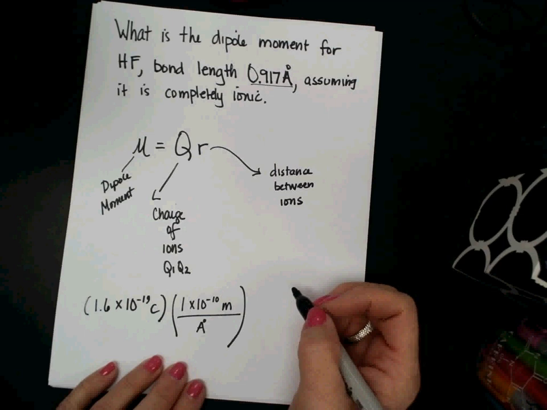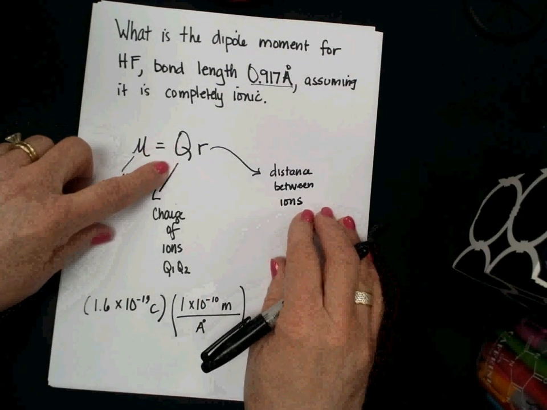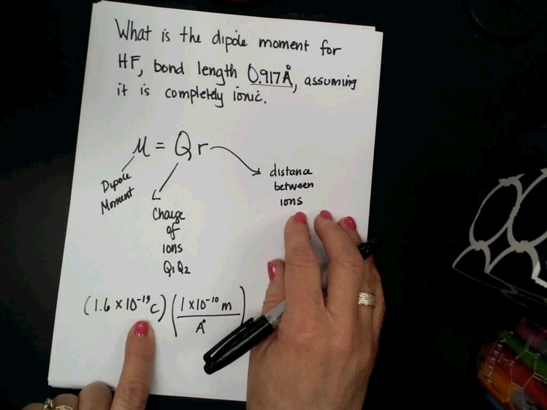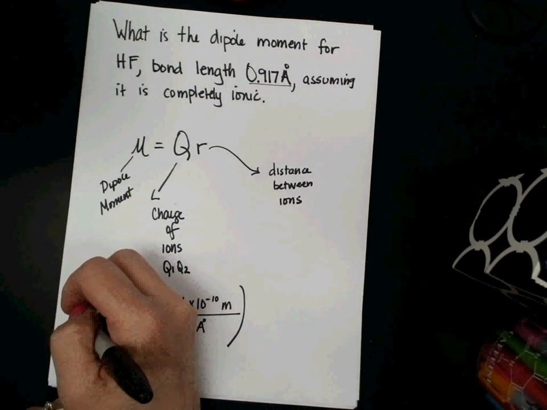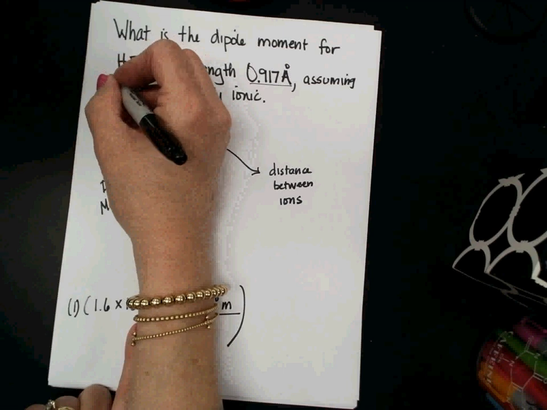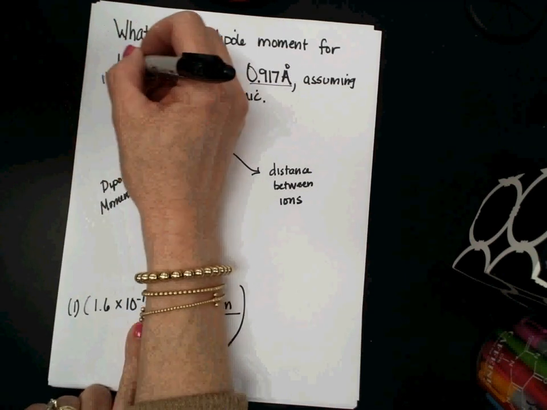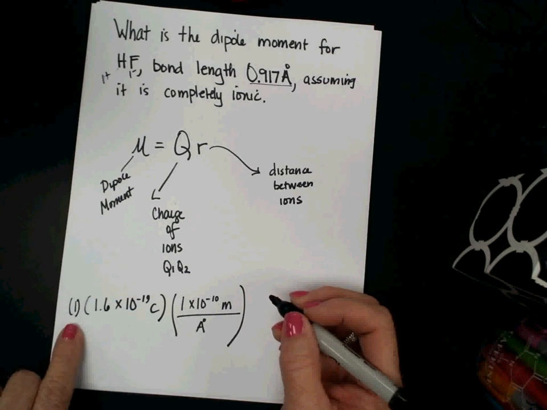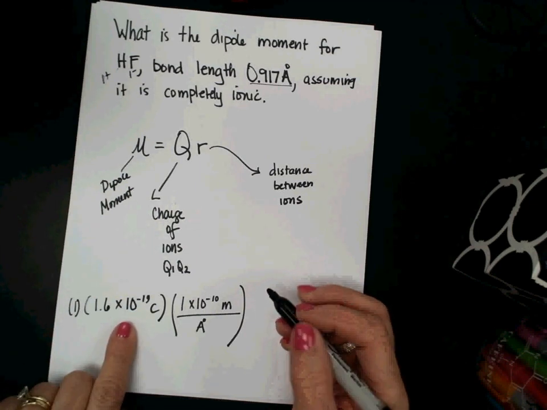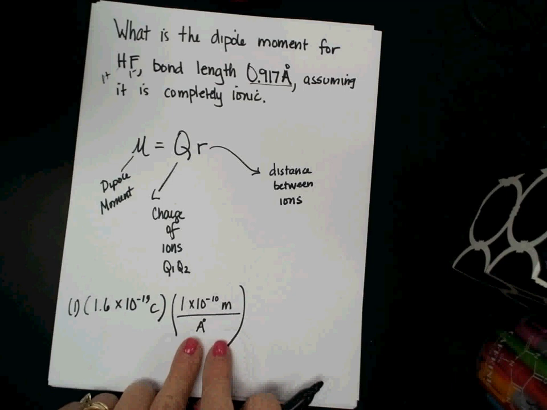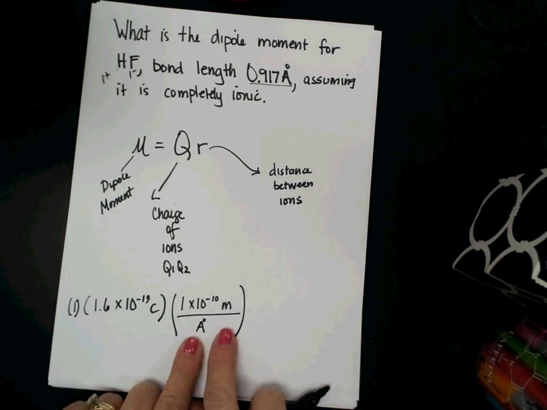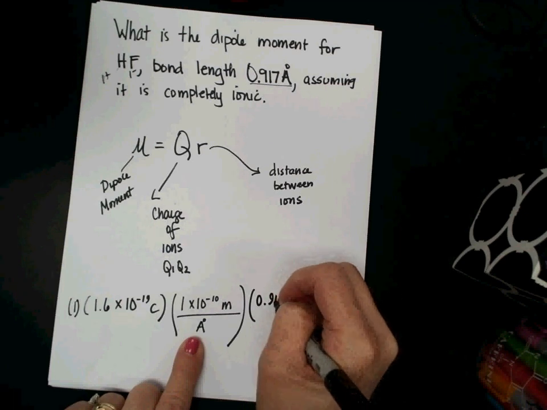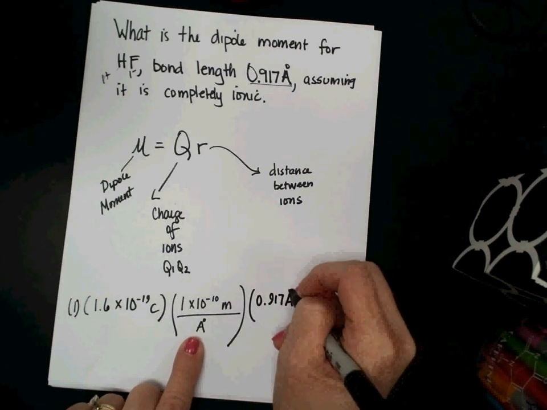This Q, let me make sure this is clear, this Q is this 1.6 times 10 to the negative 19th. Really out here, I would have a 1 because H is a 1 plus, and F is a 1 minus, and 1 times 1 is 1. So that's why I don't put the Q there. I just use the electronic charge. Okay, so now I'm converting it, getting to meters from angstroms, because I need an answer in terms of debye, which is coulomb meters.